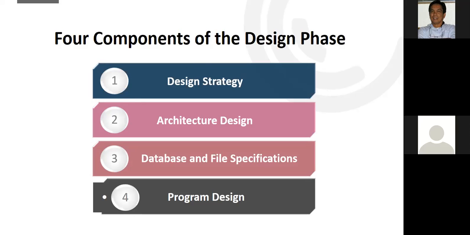The third is the database and file specifications. These documents define what and where the data will be stored. And the fourth is the program design. This defines what programs need to be written and what the team will do.